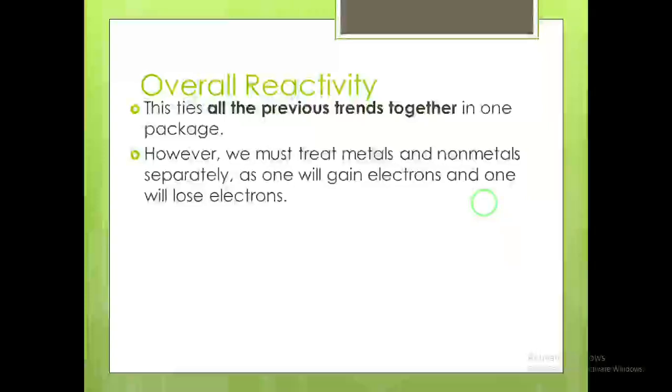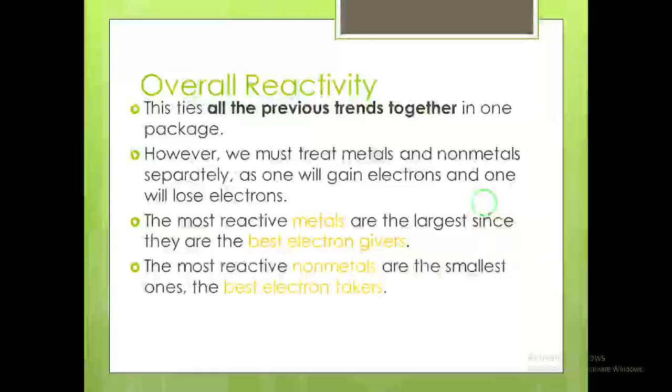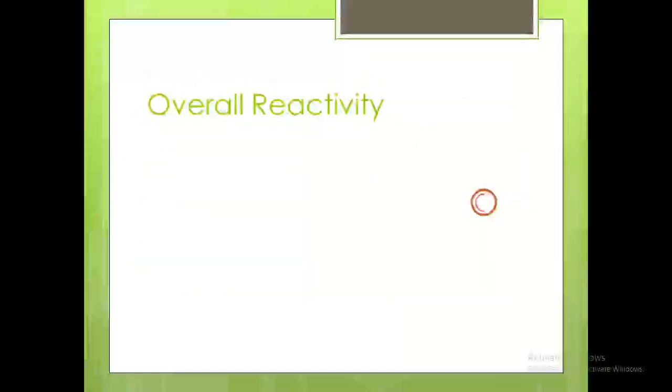The best way to understand this is to treat metals and non-metals separately, because metals react by giving out electrons, while non-metals react by gaining electrons. The most reactive metals are the largest, since they are the best electron givers, and I told us that they have high electropositivity. The most reactive non-metals are the smallest, because they are the best electron takers and they have a high electronegativity.